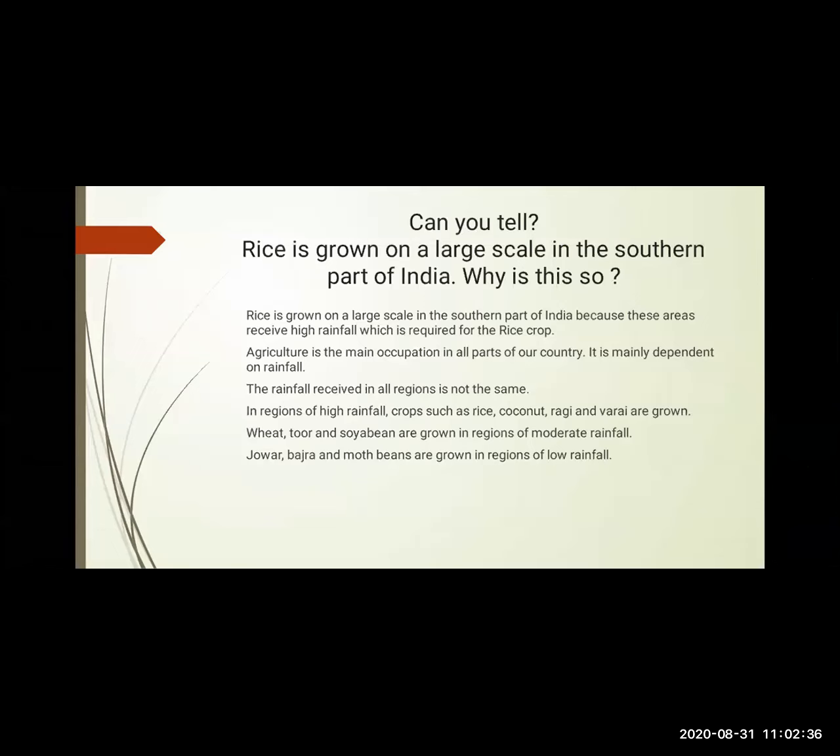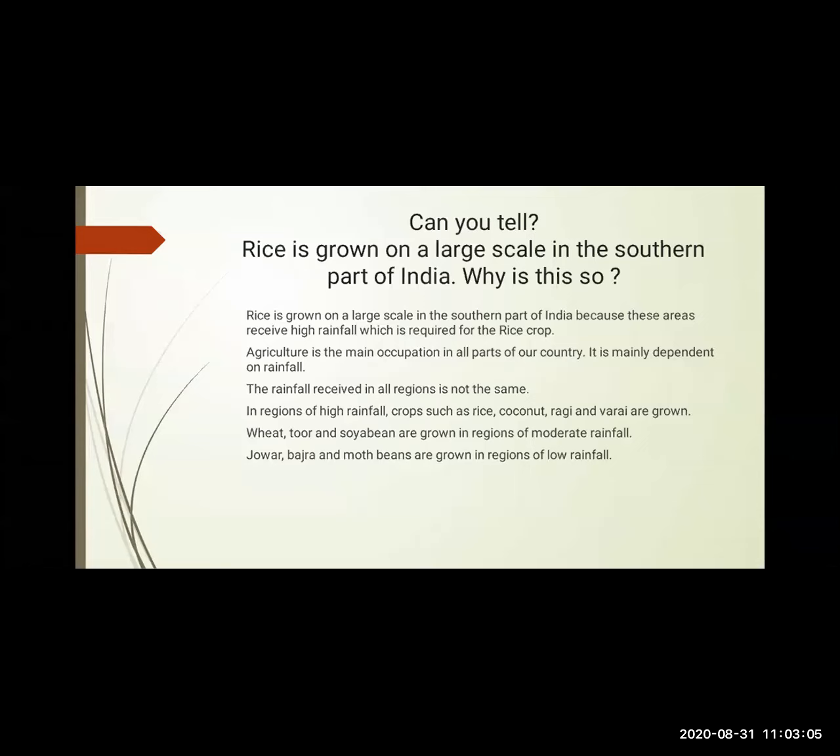अगर एग्रीकल्चर ही स्टॉप हो जाएगा, we will not get any rice, we will not get any grains, we will not get anything. So agriculture is the main occupation. Occupation means kya? Kaam. Agriculture is the main occupation in all parts of our country. It mainly depends on rainfall. अगर rainfall नहीं होगा, agriculture नहीं होगा, पूरा सूखा पड़ेगा. सूखे में तो farmer farming नहीं कर सकते हैं.